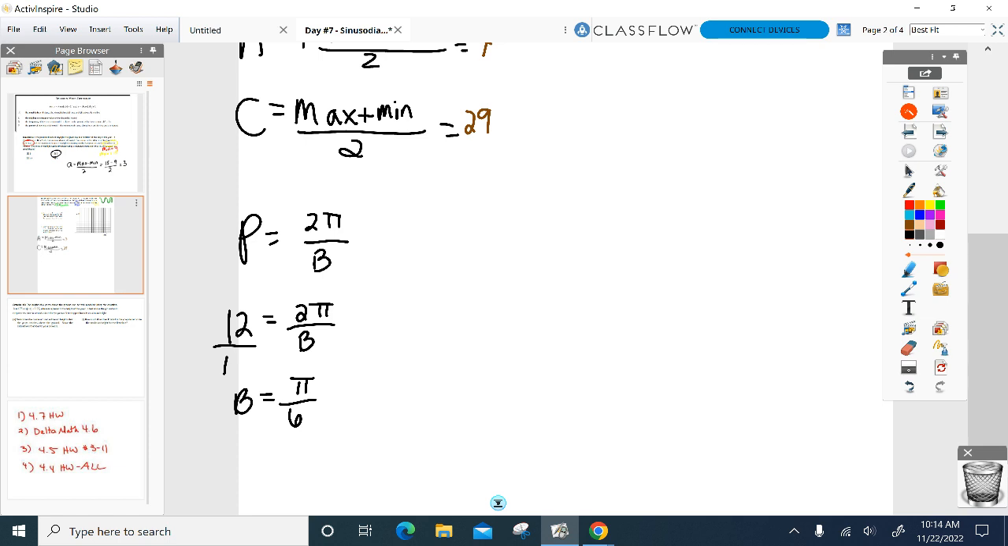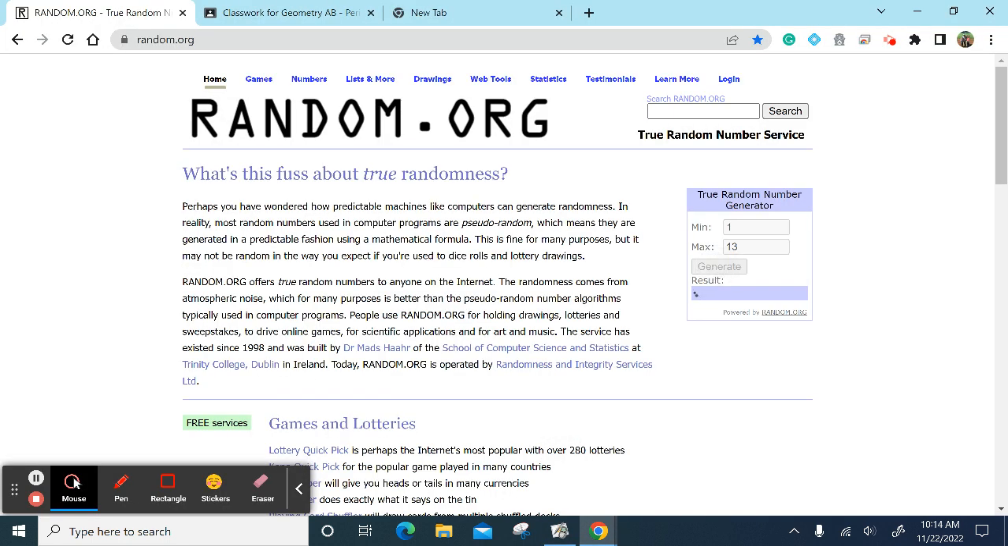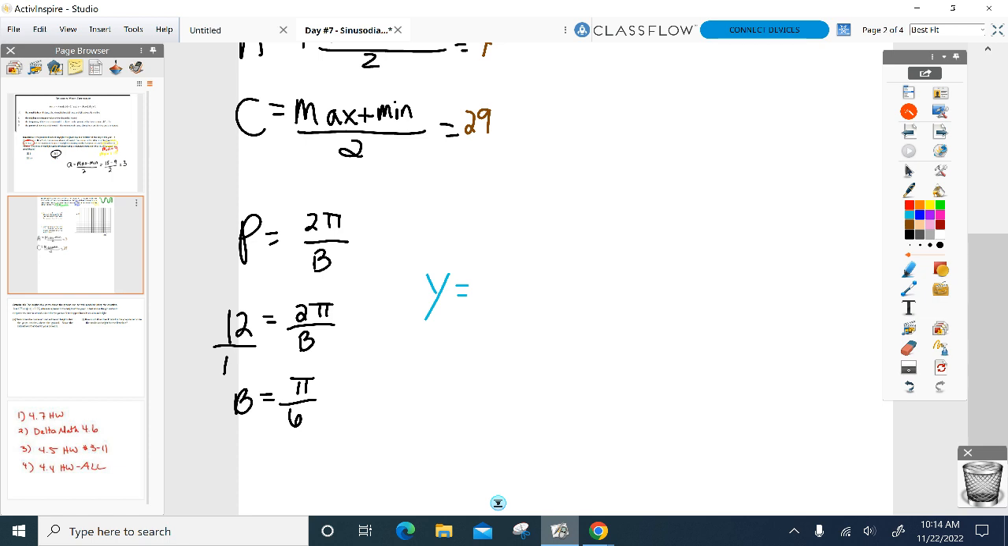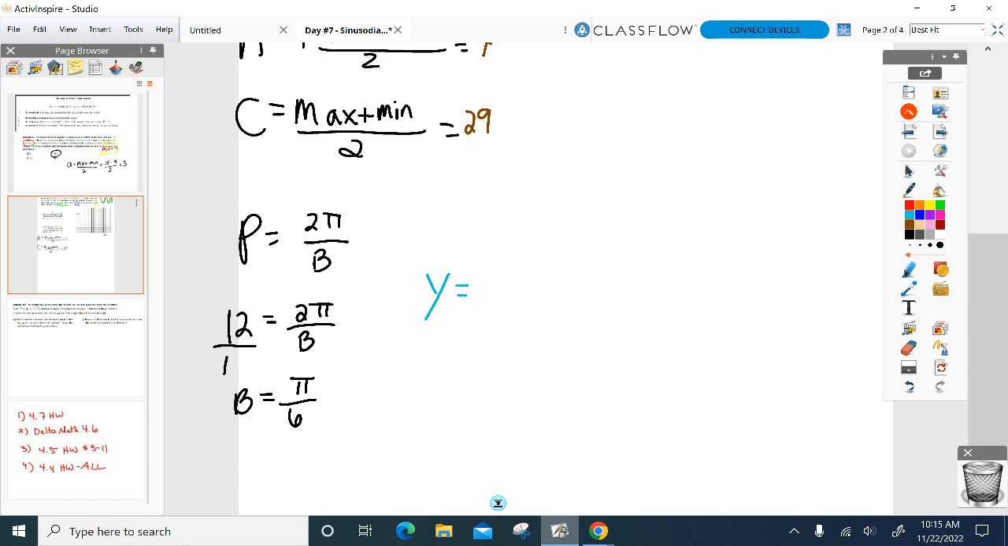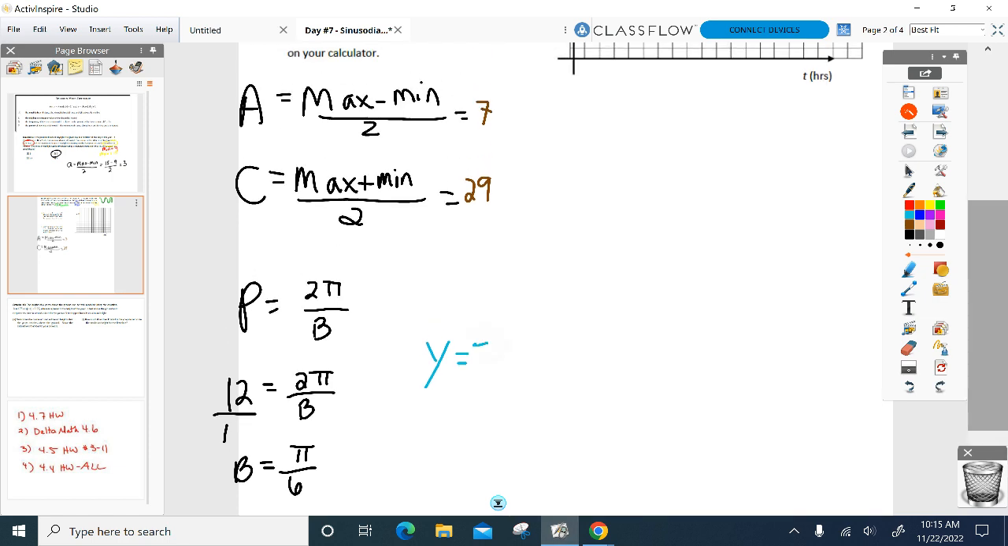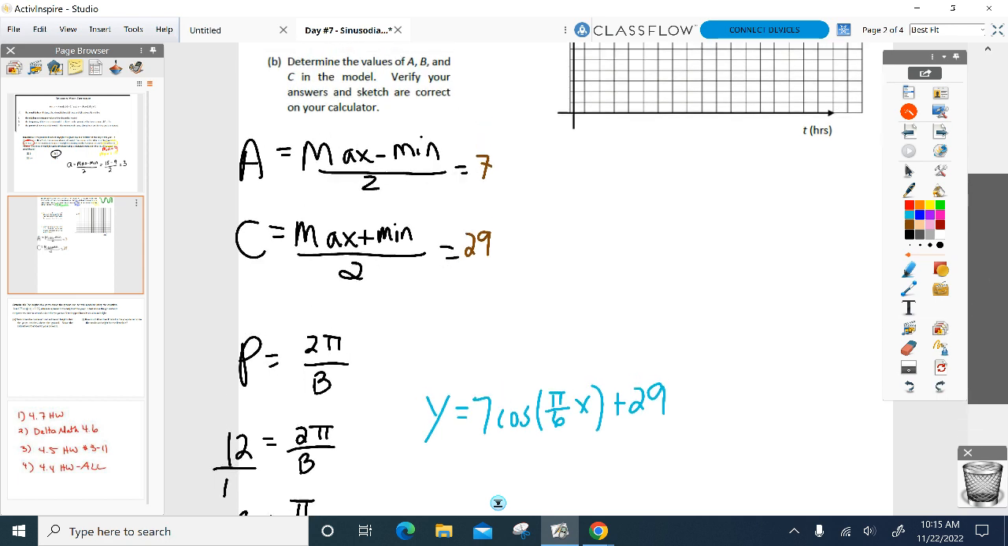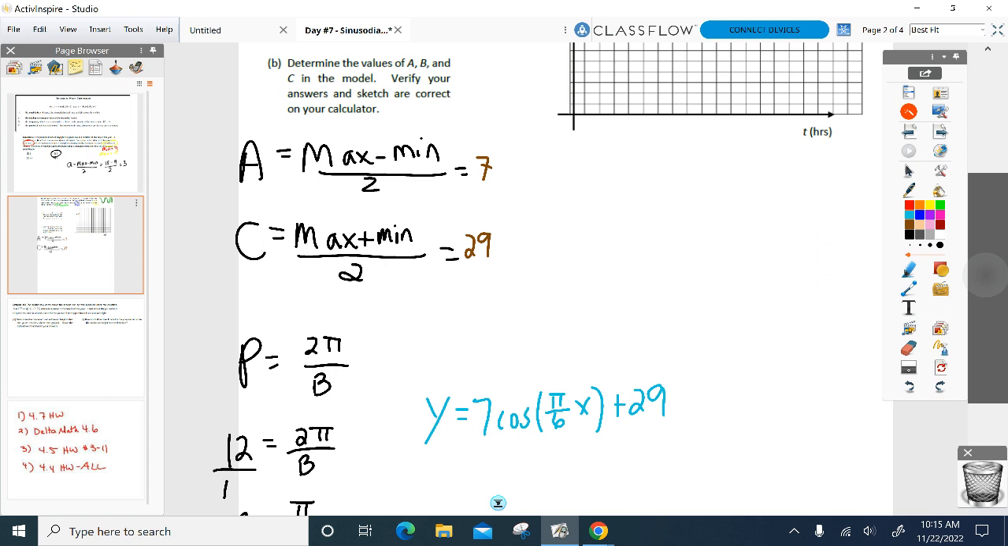The problem doesn't ask it, but I want it. Write the equation now. The problem's not asking, but I'm going to ask it. Y equals 7 cosine pi over 6 X plus 29. Okay, there's the equation. We're all good? A, B, and C plugged in.